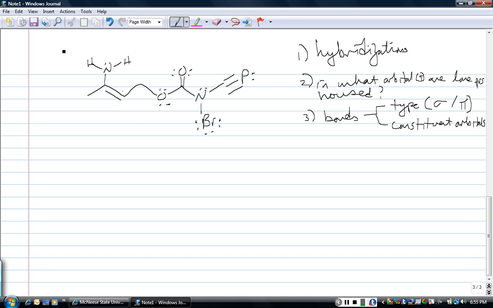So let's start, for example, with H. Let's call this A, let's call this B, this C, this one D, this one E, this one F, G, and H. So I want to know for A through H what the hybridizations are, and in what orbital the lone pairs are housed, if there are any lone pairs.